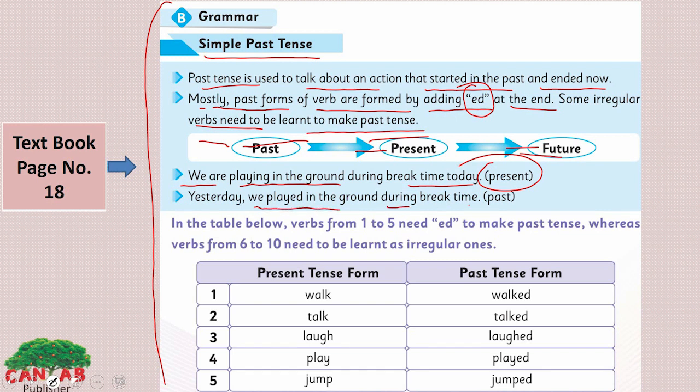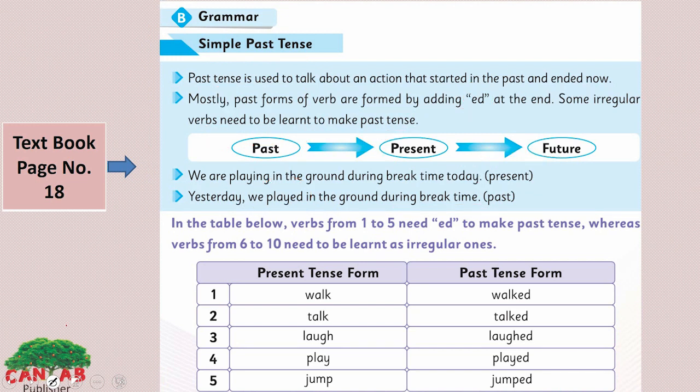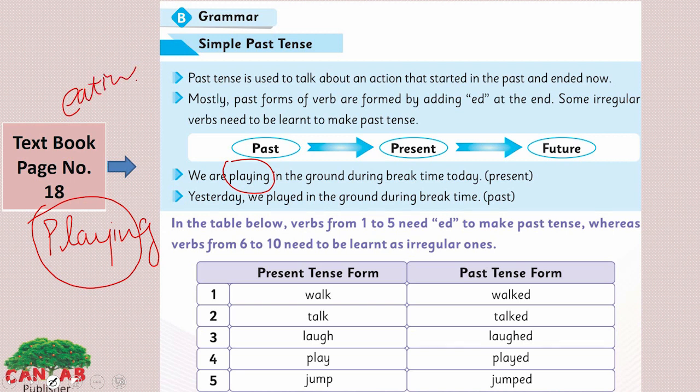Yesterday we played in the ground during break time. Played. As I told you here, we will add ed to the first form of the verb to make it a past tense. Look at here, play is the first form of verb here, which we use in a present tense. We use it when the action is happening now, right now. We just add ing to it, playing right now. As you can see here, eating, walking. It indicates that something is happening right now, presently.